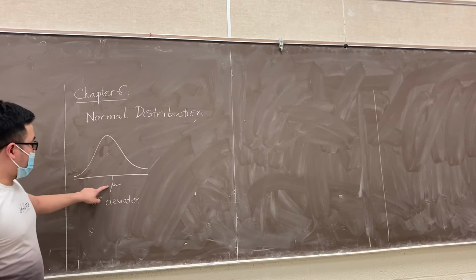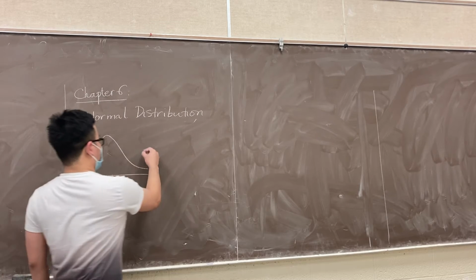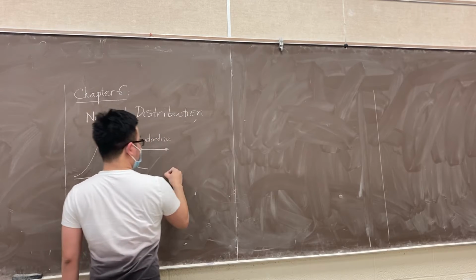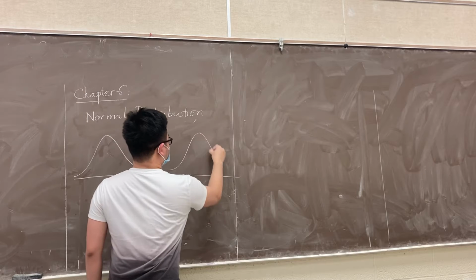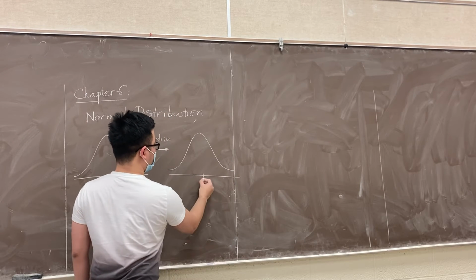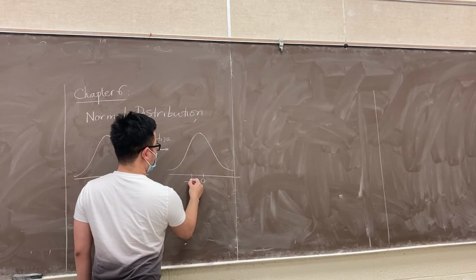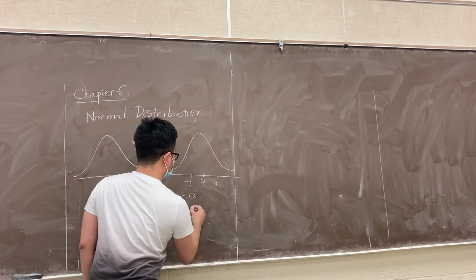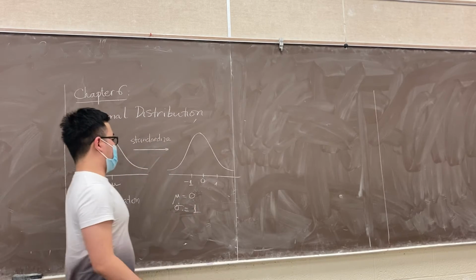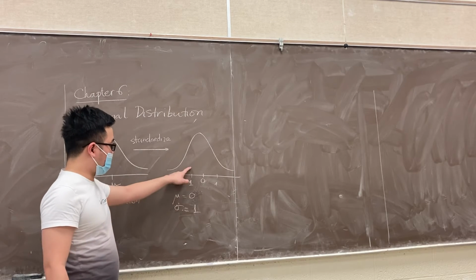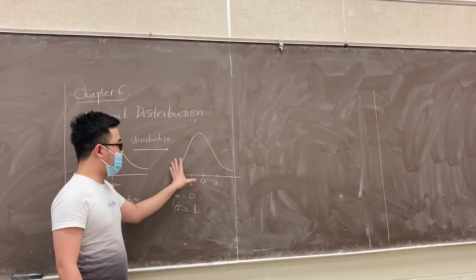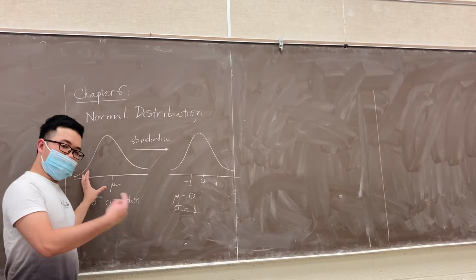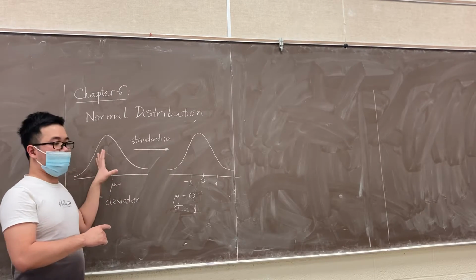Because we have a lot of mu and a lot of sigma, we can standardize to the standard normal distribution. In this case, mu is equal to 0 and the standard deviation sigma is 1. Why do we need to do that? Because calculating the probability in the standard normal distribution is easier than calculating the probability or area in a general normal distribution.